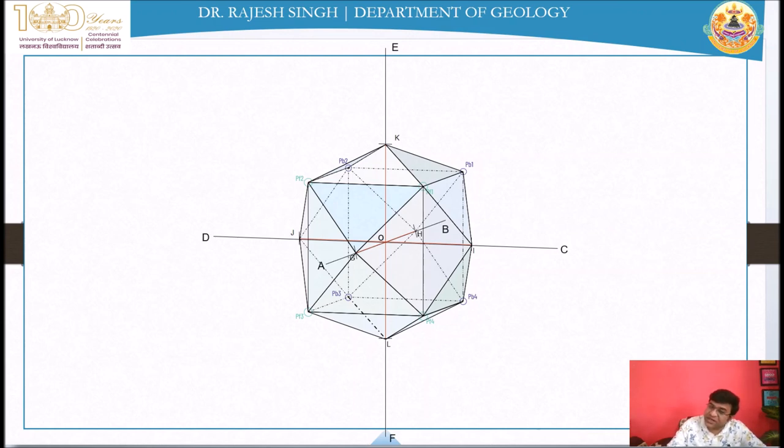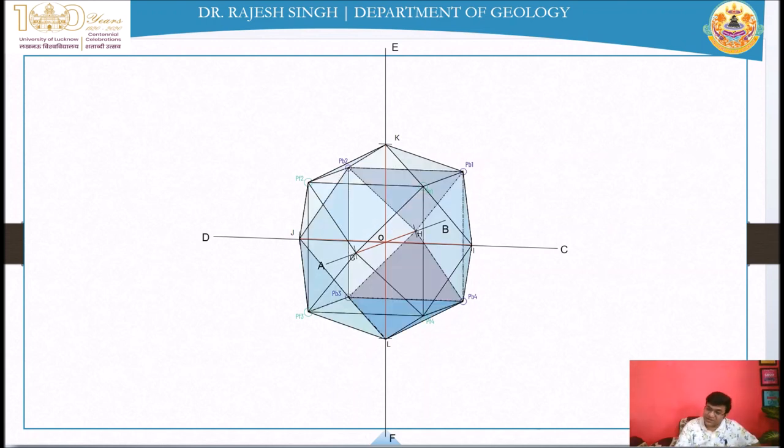So the symbol of this face will be 2, 1, 0. Why? Because if you write the Weiss symbol, it intercepts the A1 axis at unit distance, so 1 by 1, then A2 axis at twice, so 1 by 2, and parallel to A3, so 1 by infinity. So when we take the Miller indices equivalent, multiplying by 2, it will be 2, 1, 0. Similarly this face will have 2, 0, 1, because this face is parallel to A2. This one is 2, 1 bar, 0. This face again is 2, 0, 1 bar, because it is parallel to A2 and cutting the negative end of A3.